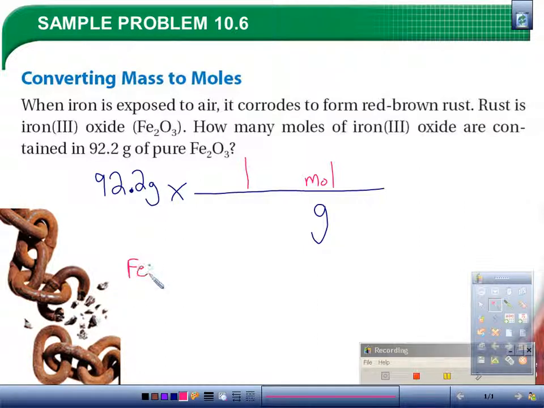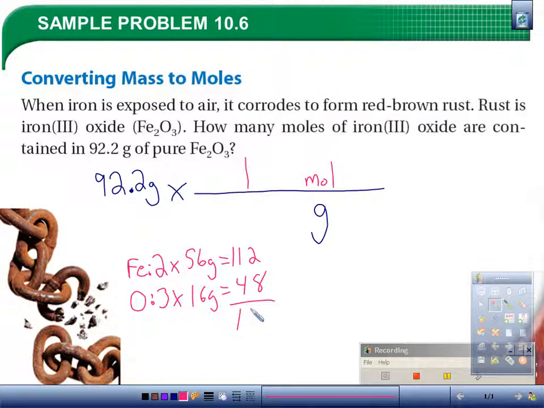So I go to iron. My formula tells me 2 irons and 3 oxygens. I go to the periodic table, I look up iron. We're going to call it 56 today. And oxygen is 16 from the periodic table. I add those together. That number goes up there. That's my molar mass.